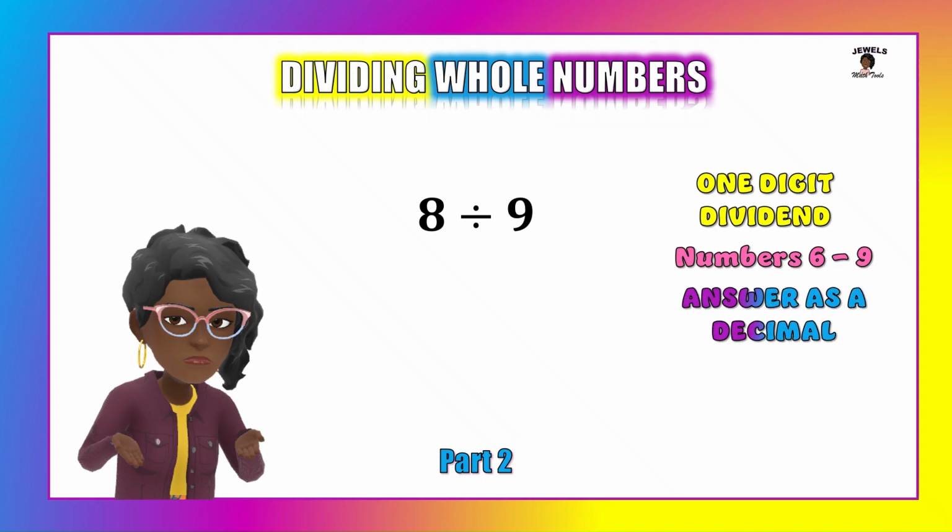In this session, we are calculating the quotient of our numbers when we have a single-digit dividend and we're leaving our answer as a decimal number. And this is part 2 in this session. So if you are ready to see how this is done, let's get started.